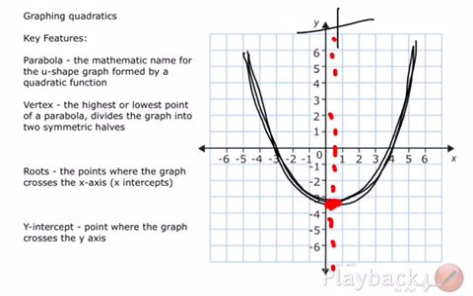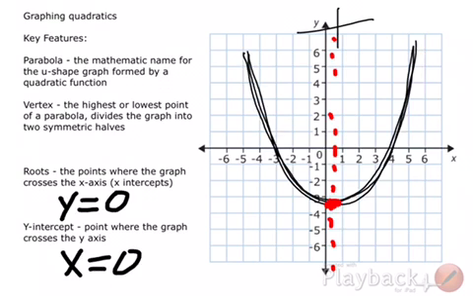The roots of a quadratic function are the points where the graph crosses the x-axis, also known as the x-intercepts. To find the roots, all you have to do is plug in y equals 0, and then you calculate to figure out the roots. For the y-intercept, all you have to plug in is x equals 0 and solve your equation for that.